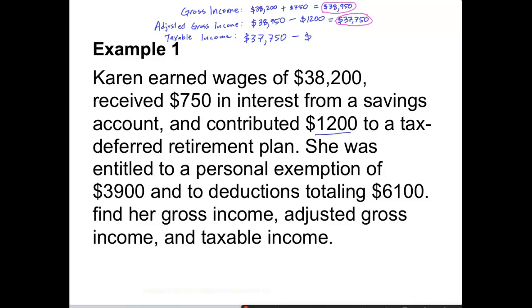So minus 3,900, minus 6,100. It's 28,550. So this is the amount that the government is allowed to tax Karen on. That is her taxable income. Okay.